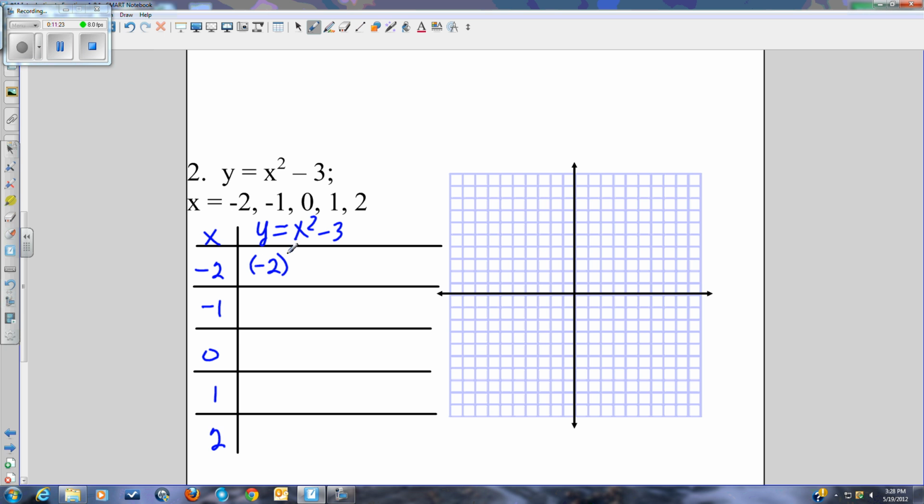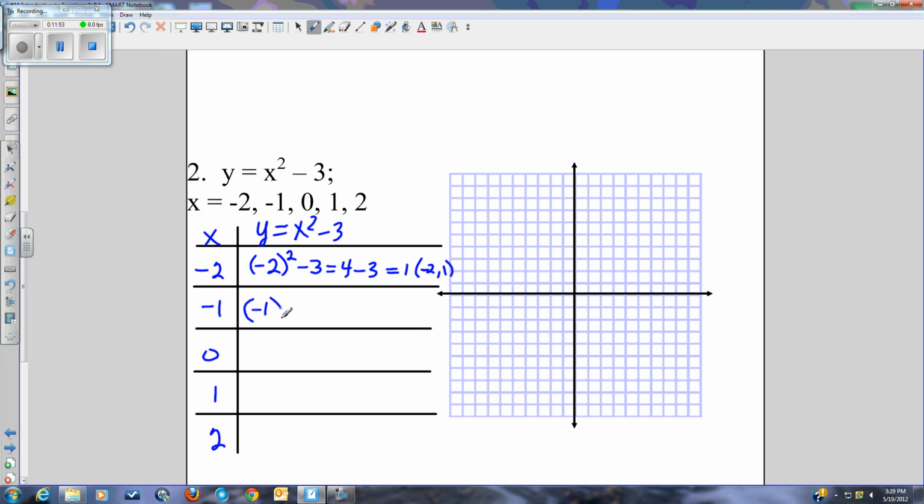Let's plug our numbers in. We have -2 squared minus 3. Well, -2 times -2 is a positive 4. So we have 4 minus 3, which is 1. So we have the point -2, 1. I would advise whenever you plug in a negative number, when you substitute that, put it in parentheses. Because if you did not have parentheses around this -2, you would have ended up with -4. And it should be positive, just like we have written down.